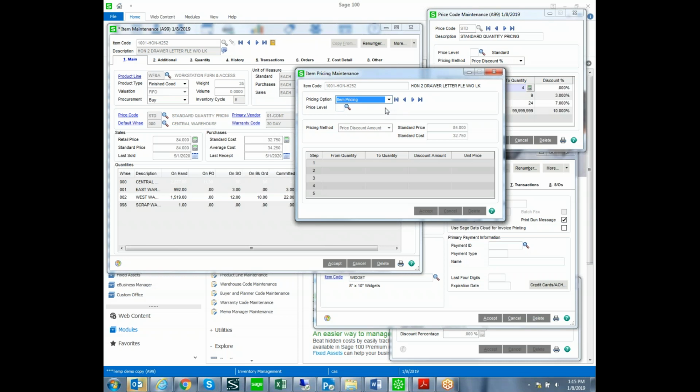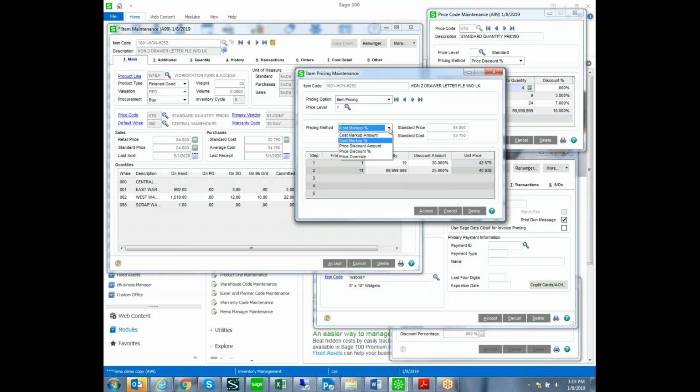So we can see, first of all, if we look at price level blank, that defaults based on the price code maintenance. We didn't want to make any changes to that or override that. So what we're going to do is go ahead and cancel that, because we don't want to make that change. But we do want to set one up for price level 1. And again, it defaults to what we have in price code maintenance. But in this case, we do want to make an exception.